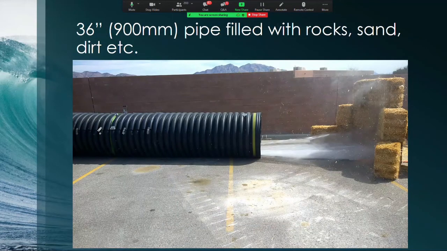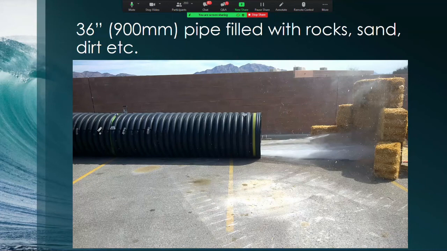This is a 36-inch pipe. If you look to the left side of the picture, you'll see there's a latch on there as well as a big strap. There's some latches and there's a door that opens. We filled that thing up with rocks and debris and clay and dirt. This was shot in Las Vegas, Nevada. Yeah, I had a lot of fun in Vegas that trip, and we got into it.